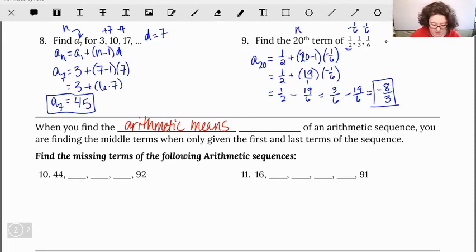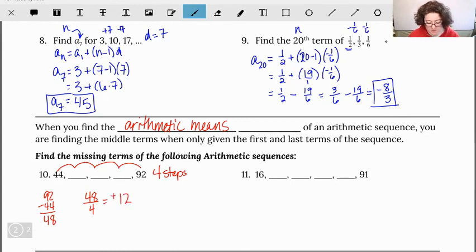So that's what I do, I count. Starting from 44, I had 1, 2, 3, 4 steps. So I need to know the difference between 44 and 92, divide that up into 4 steps, and that'll tell me how much each step should have changed. So 92 minus 44 gives me 48. And 48 divided up into 4 steps gives me a positive 12. As long as I do the last number minus the first number, it also helps me out with the sign on that common difference.